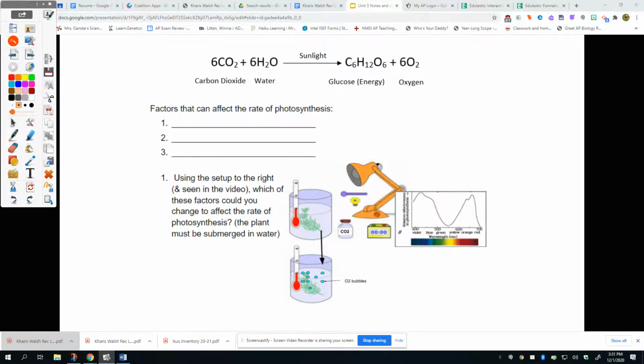But let's talk about factors that can affect the rate of photosynthesis. To affect the rate, we have to change something that is required. Well, one, we can change the amount of CO2. We can change the amount of water, but in this lab, the amount of water is not something that we can change, but it is a factor that can affect the rate of photosynthesis. We can change the intensity of light.